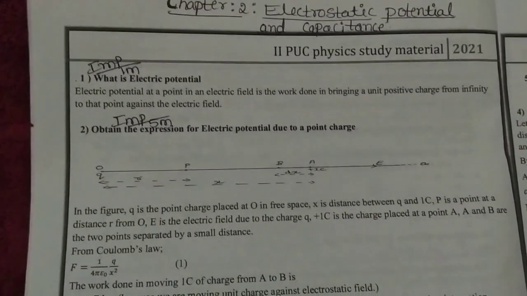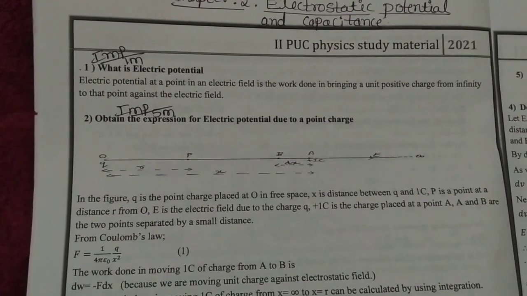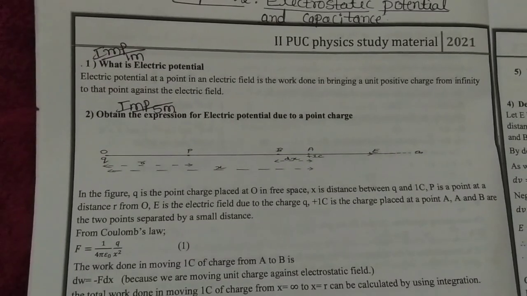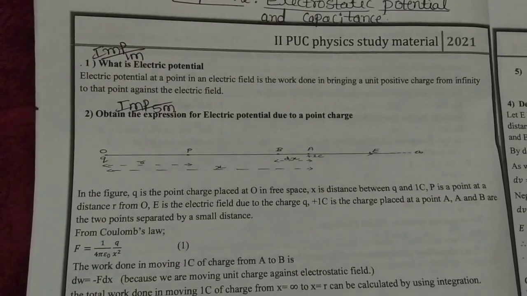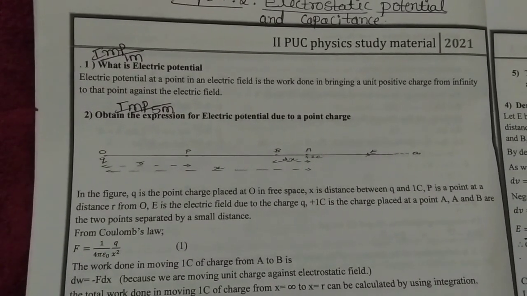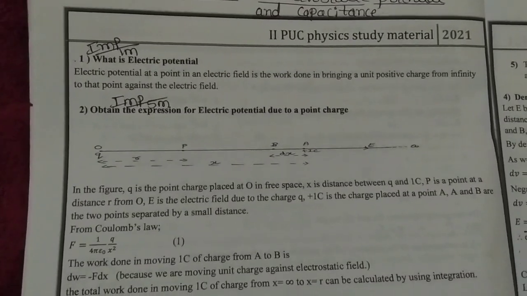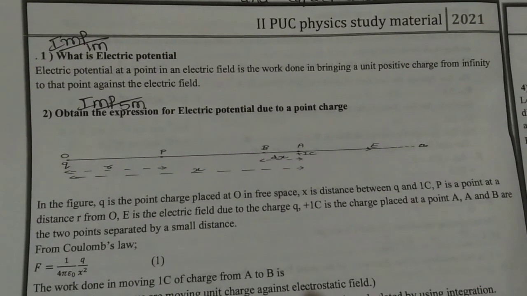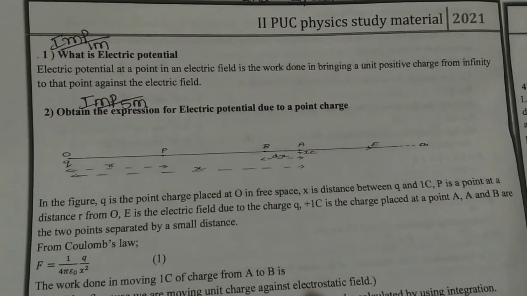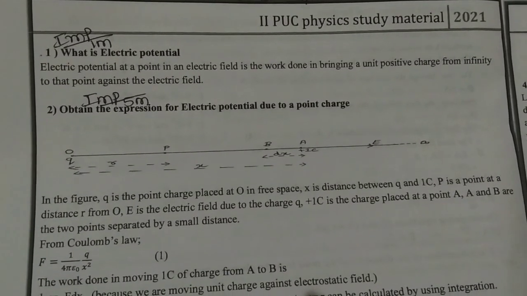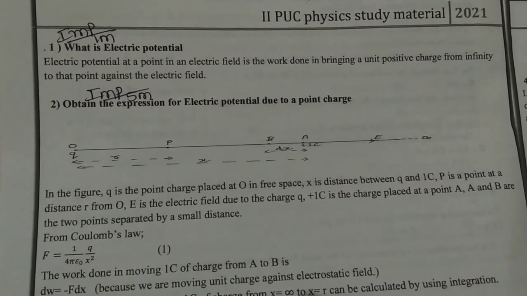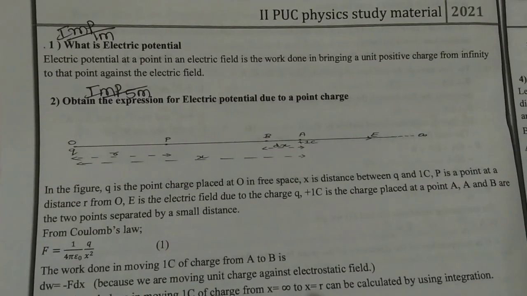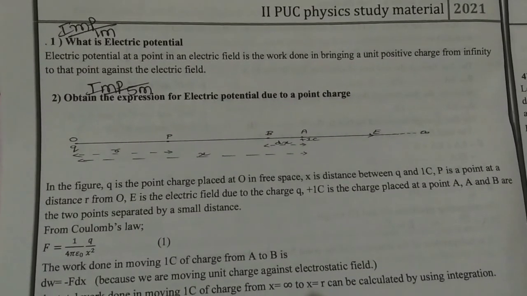In the figure, Q is a point charge placed at O in free space. X is the distance between Q and 1 coulomb. P is a point at a distance r from O. E is the electric field due to the charge Q. Plus 1 coulomb is the charge placed at a point A. A and B are the 2 points separated by a small distance.